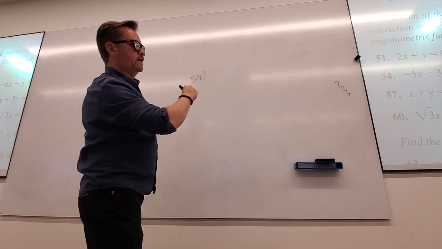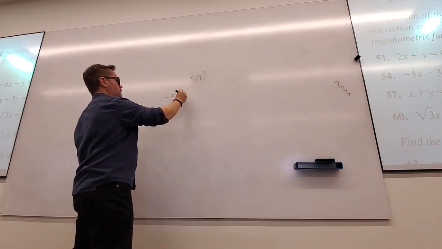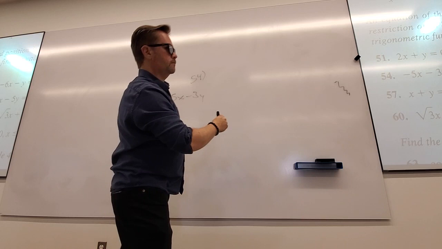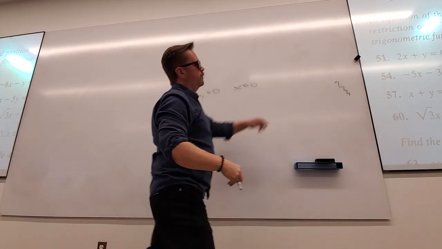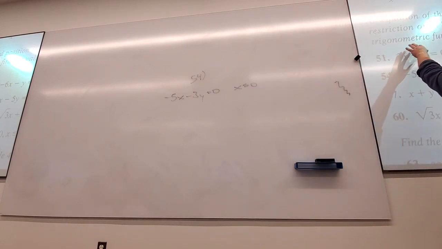So 54 says ... equals 0, x less than or equal to 0. And it wants to know the equation, sketch the least positive such angle theta. And find the values of the trig functions.